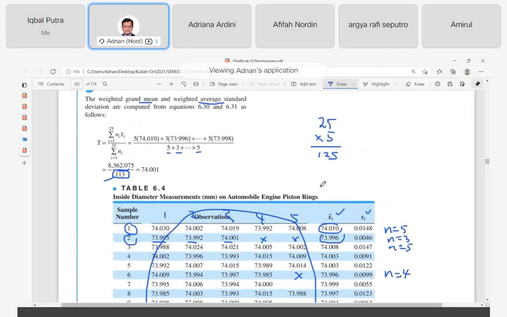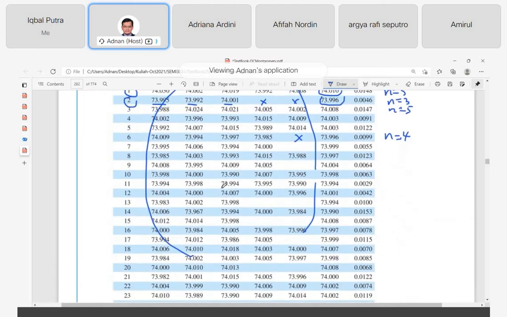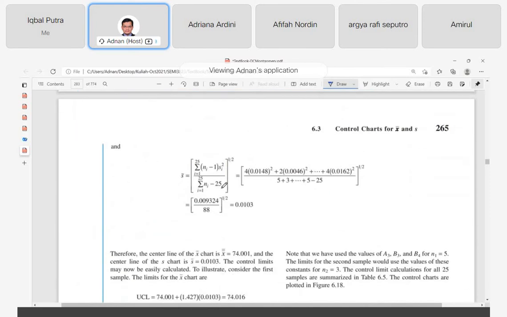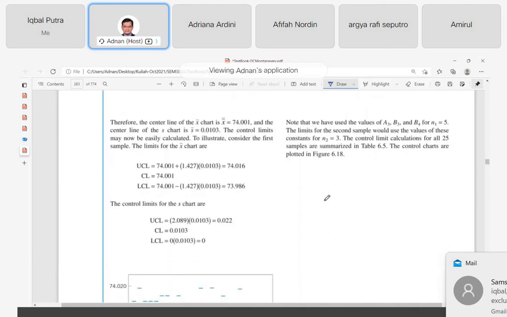Okay, so there are several ways of doing it. Don't confuse, but the inside here is the averages. So finally you get this X double bar. Same thing also for S bar. We just recalculate again the remaining data that we have. There are 5, there are 3, and so on. So this is a new one, and then put it into the formula.